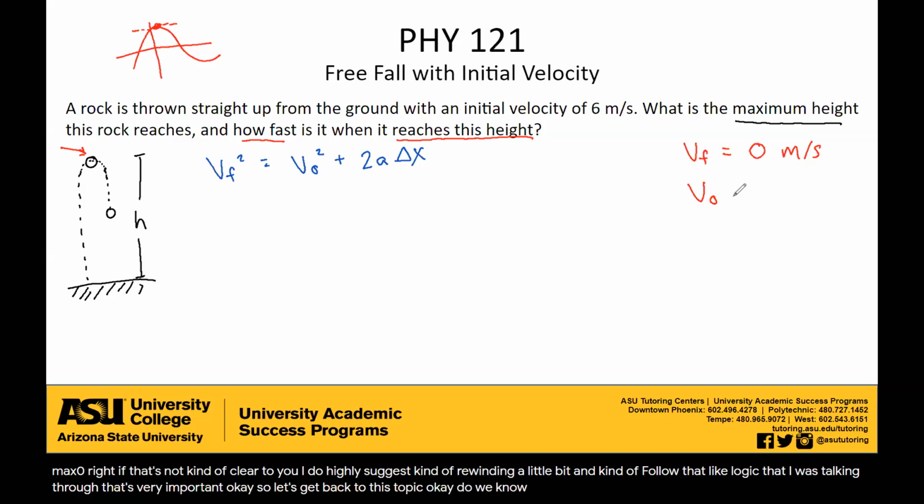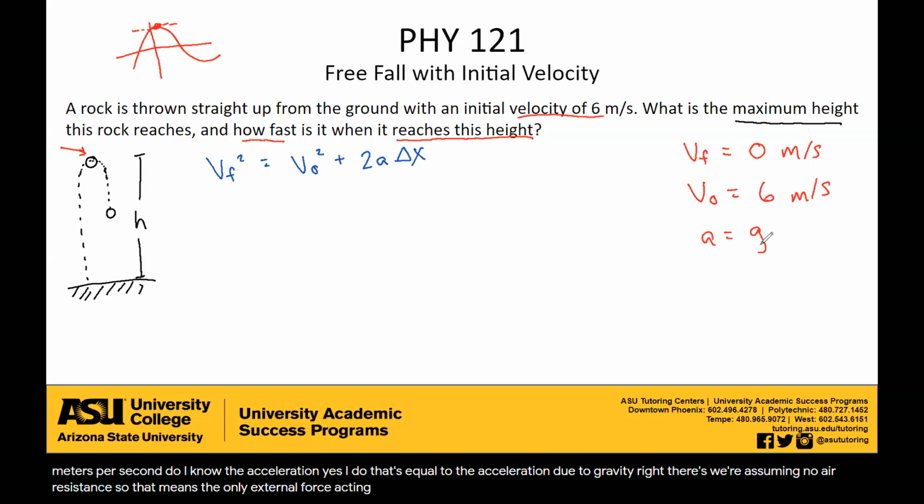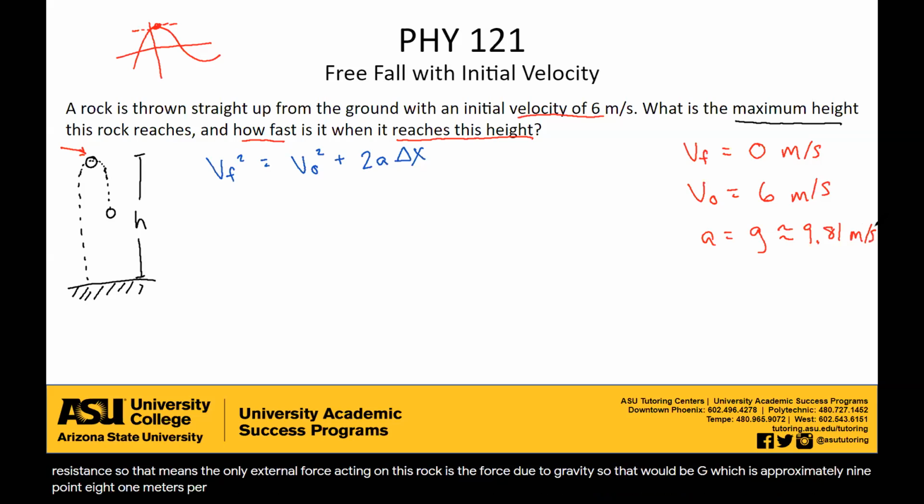Do we know the initial velocity, v naught? Yes, it's given to me: 6 meters per second. Do I know the acceleration? Yes, that's equal to the acceleration due to gravity. We're assuming no air resistance, so the only external force acting on this rock is the force due to gravity. That would be g, which is approximately 9.81 meters per second squared.